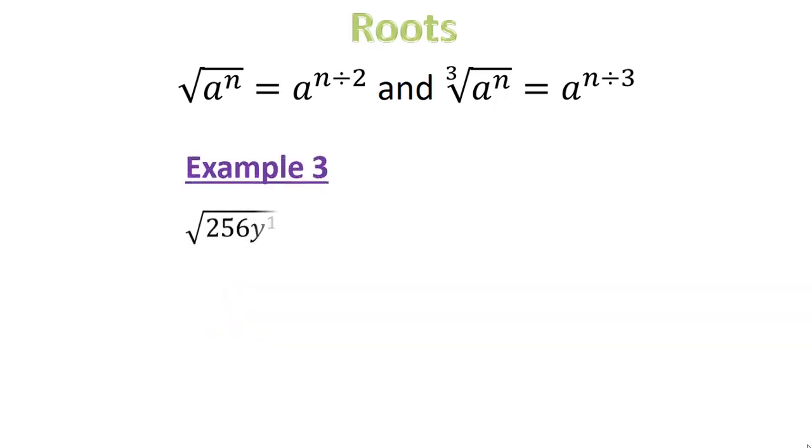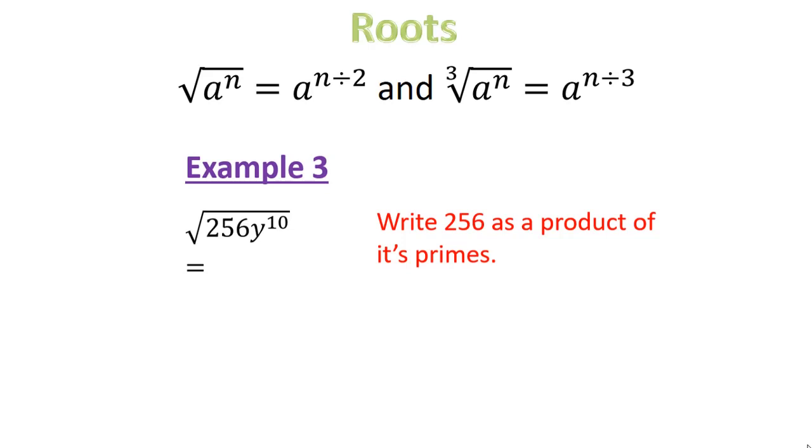Example 3. The square root of 256 y to the power of 10. So, first thing we do is write 256 as a product of its primes, and that gives us 2 to the power of 8. So we rewrite it as the square root of 2 to the power 8 y to the power of 10.